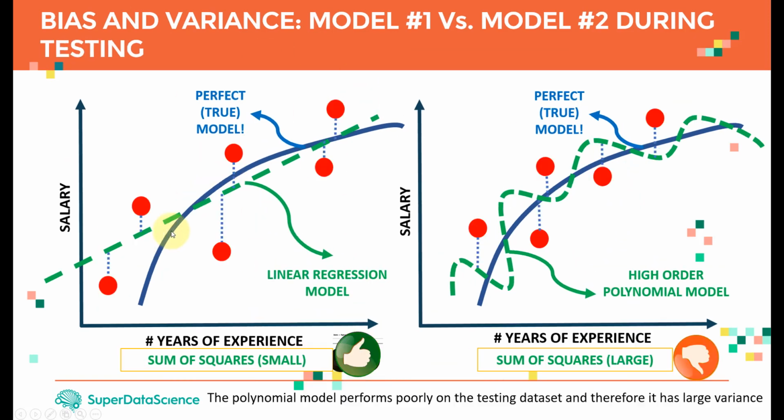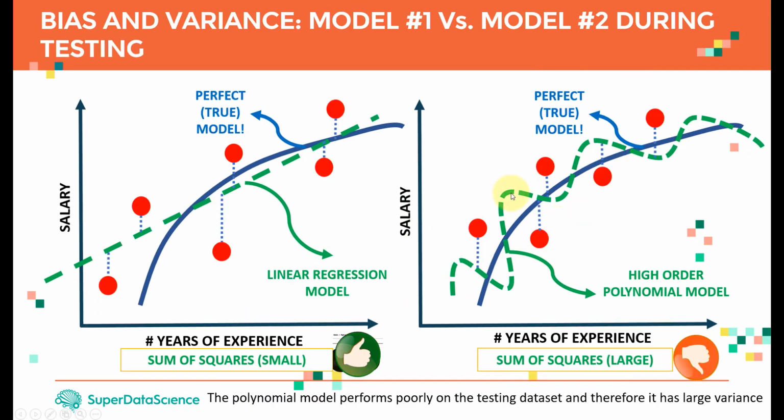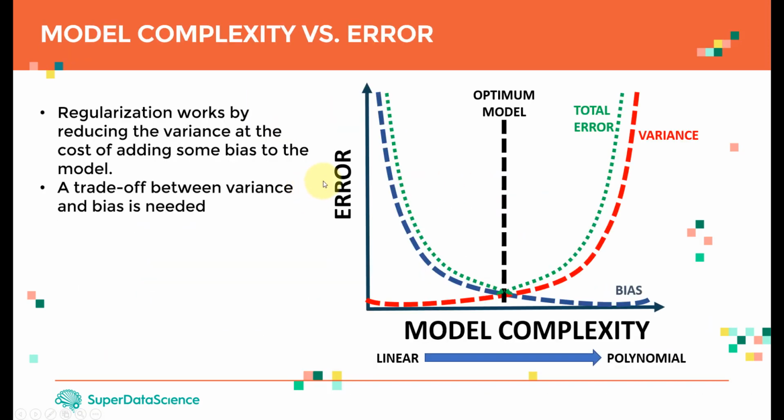During training and during testing, we change the data set. The results are not that great, but it's okay. However, for the higher order polynomial model, the results were perfect during training, but during testing, the results are horrible. So that model has large variance in this case. And these are the important definitions in machine learning lingo when we say a model has large bias or large variance.